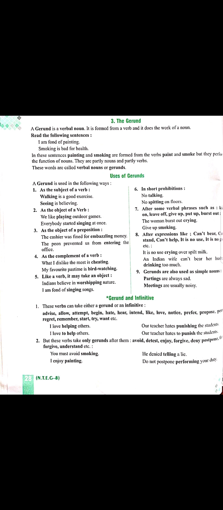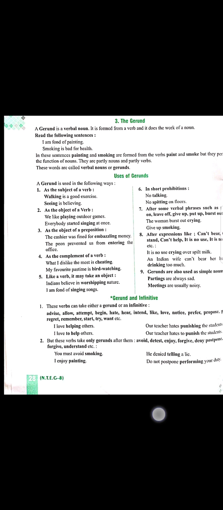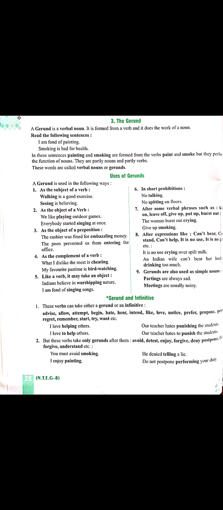You are being told it is a gerund because it is working as a function of a noun. That is, what is harmful for health? धूम्रपान करना, smoking. Okay, because they are partly a noun and partly a verb. So therefore these words are called verbal nouns or gerunds.